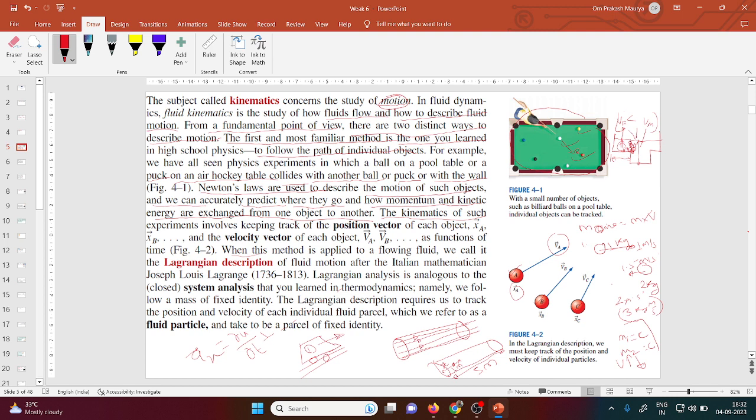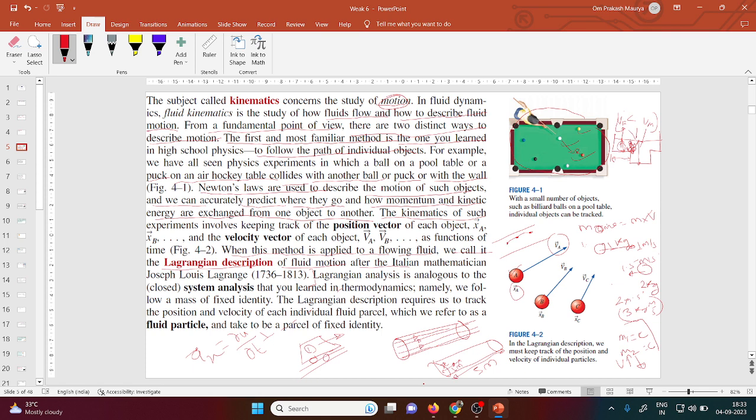Now, when this method is applied to following a fluid, we call it the Lagrangian description of the fluid motion, after the Italian mathematician Joseph Louis Lagrange. So basically, this is the concept behind it. When we try to solve the fluid, meaning when we try to make the mathematical formulation of the fluid flow, that is, when we try to describe the fluid flow in terms of mathematics, if we track one fluid particle, let's say this is the fluid particle, moving from here to here, and we keep tracking it like that and derive the equations, this is known as the Lagrangian description.